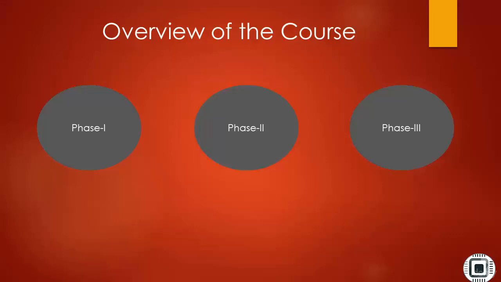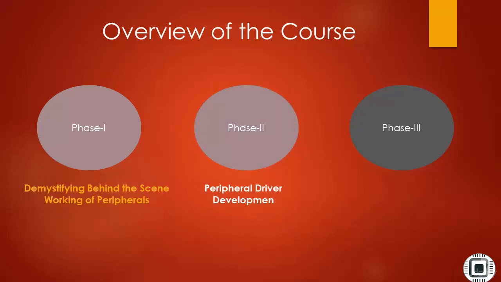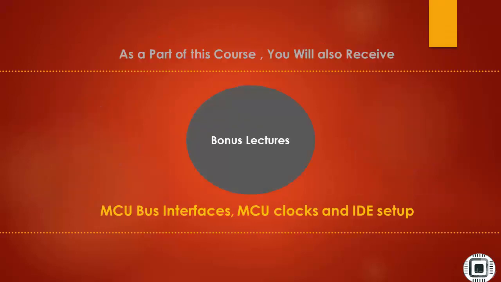Great. To conclude, the entire course is divided into 3 phases. Phase 1 is all about demystifying the behind the scene working of the peripherals. In phase 2, we will learn about peripheral driver development from scratch. And finally, in phase 3, we will carry out debugging and testing. Now hang on, it's not over yet.